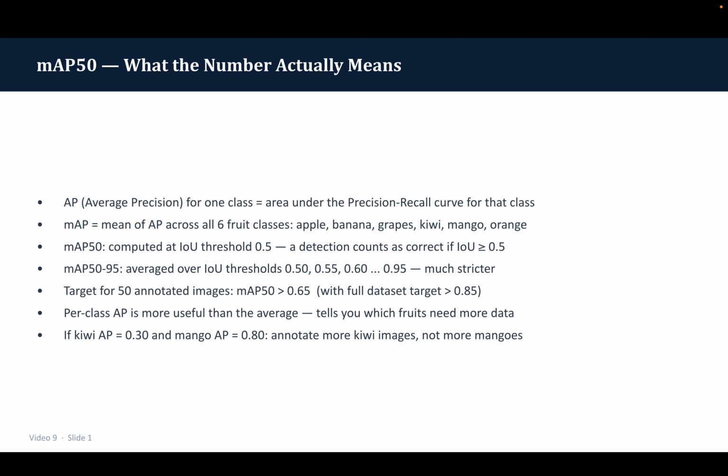Per class, average precision is more useful than the average. It tells you which fruit needs more data. We'll be seeing that in a few seconds. So if kiwi AP is like 0.3 and mango AP is like 0.8, you have to annotate more kiwi images, not more mangoes in this instance.